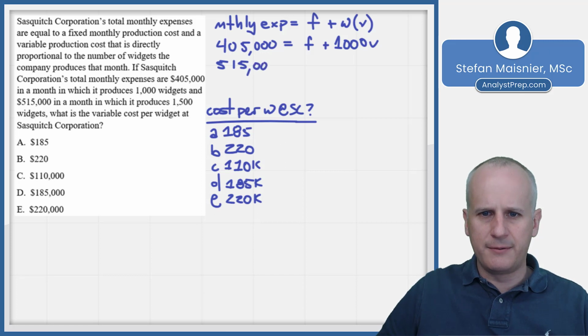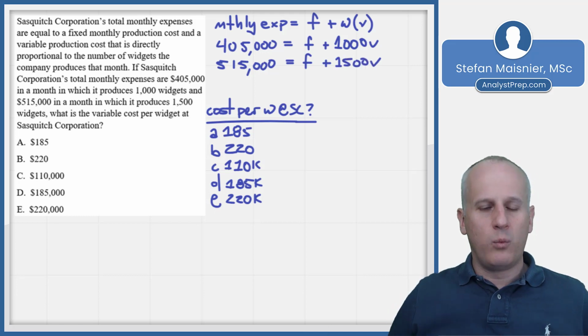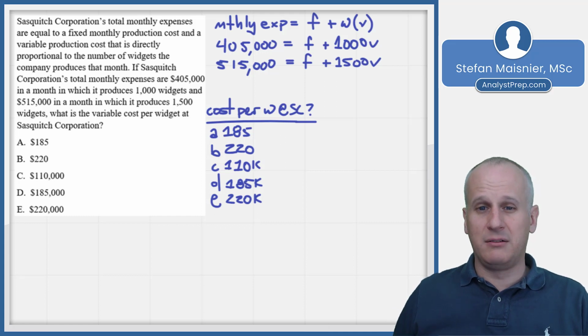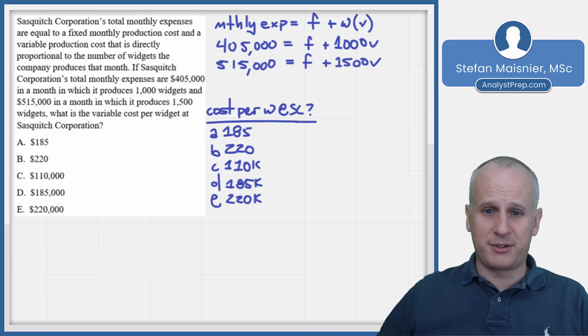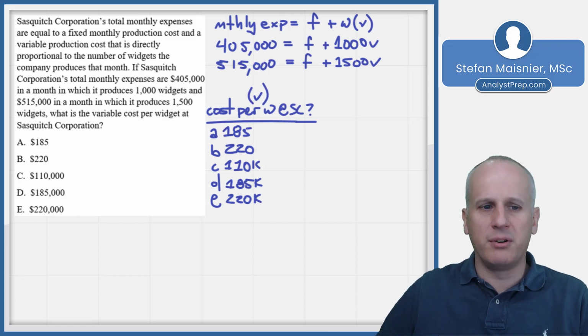and it's 515,000 in a month when we've got our F plus 1500 V. We're now looking for the variable cost per widget. Well, right now, I know it's V that I'm solving for, and we'll just put V as the variable that we're going to use. It's kind of redundant when it's a V. It's alliterative, as it were.